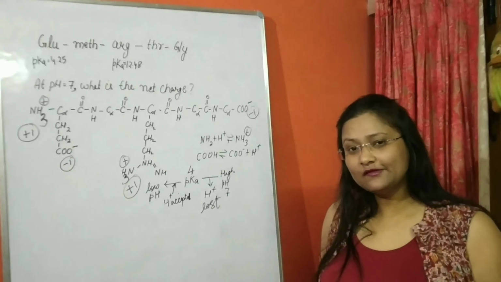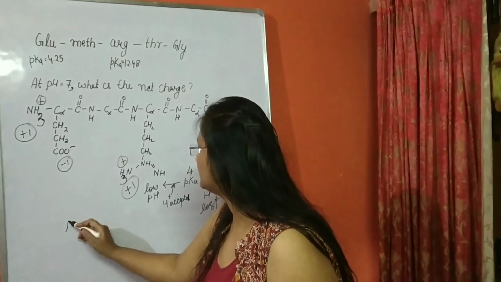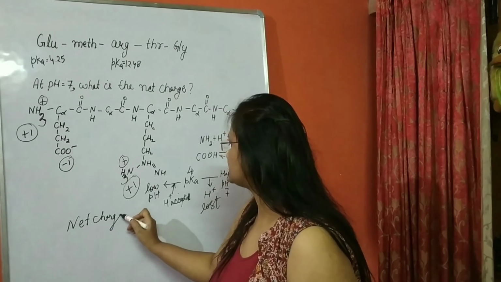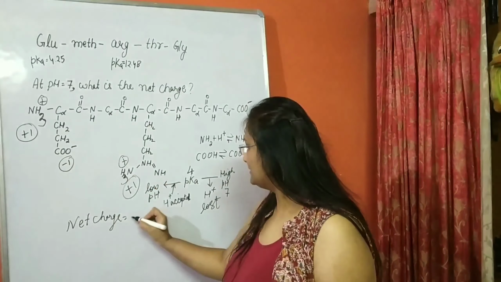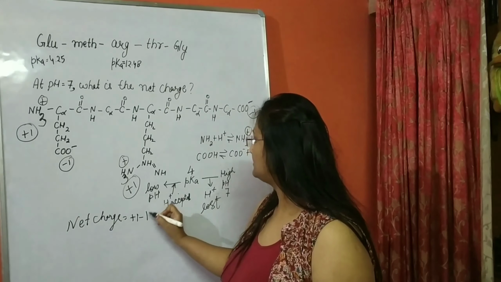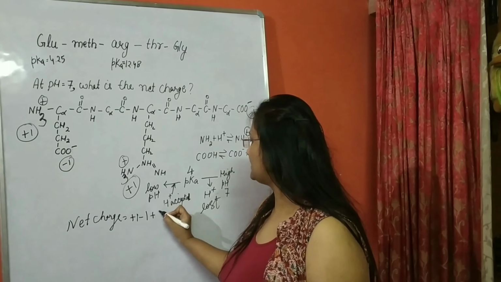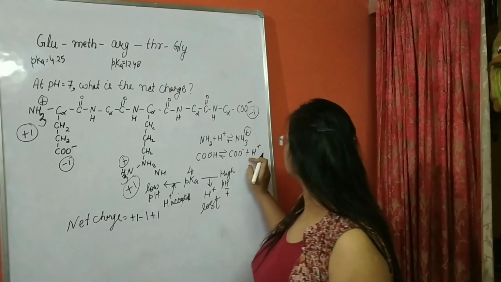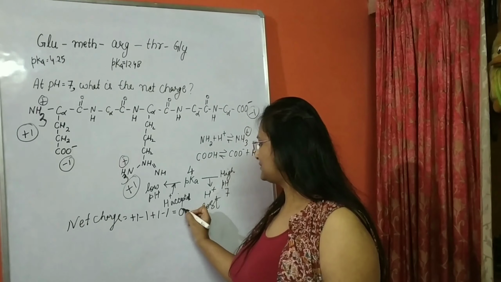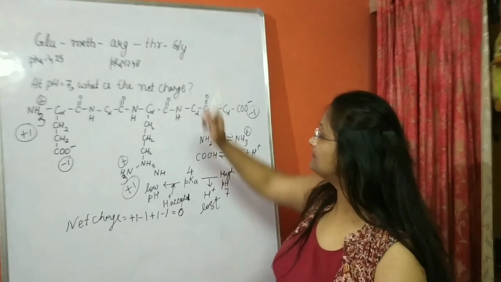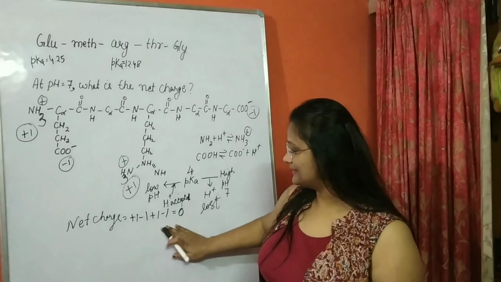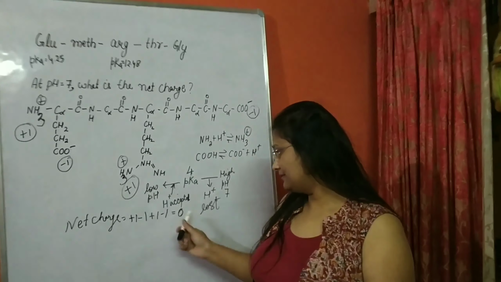So now we will find out the net charge here by simple mathematical calculations. Net charge: so it is +1, +1, -1. This is +1 and this is -1. So it is 0. So that means if we keep this polypeptide at pH equal to 7, that is at neutral pH, then the net charge on this polypeptide will be 0.